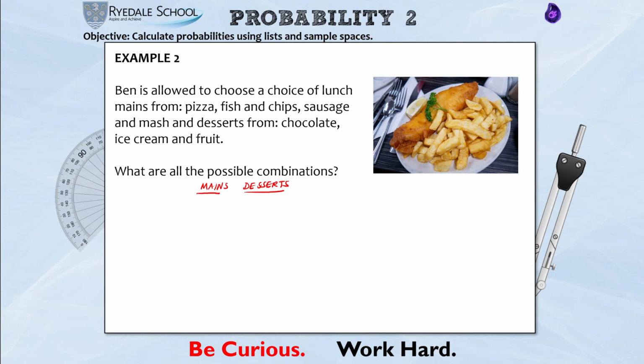So I'm going to do all of the combinations with pizza first. So you could have pizza with a chocolate dessert, pizza with ice cream, pizza with fruit. Now I'm going to swap out to fish and chips with chocolate, fish and chips with ice cream, fish and chips with fruit. And then finally, sausage with chocolate, sausage with ice cream, and sausage with fruit. So we can see there are 9 possible outcomes.